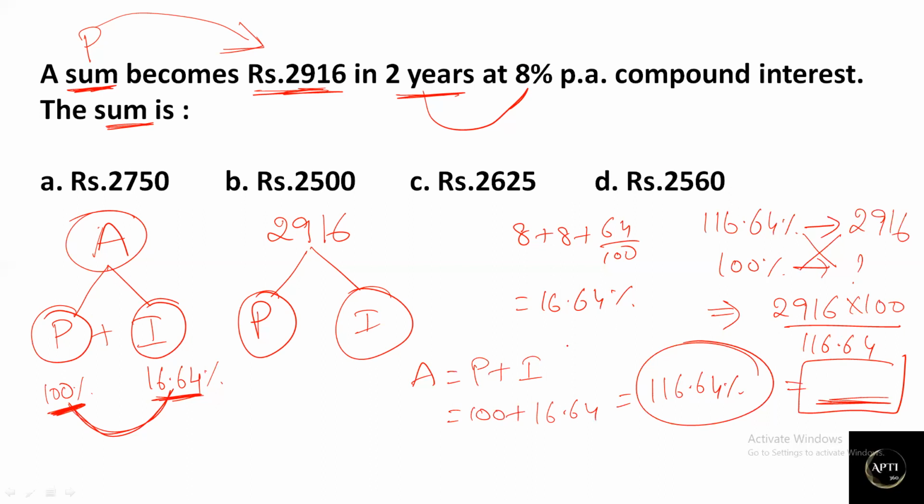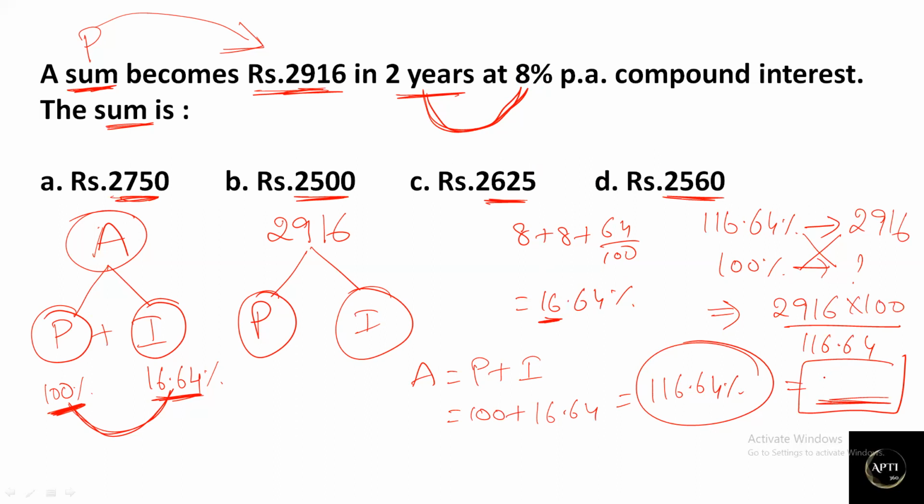If you don't want to calculate these, you just observe the options. Here 2,750, here 2,500, 2,600, 2,560. No options are very close, but we know that compound interest is slightly greater than simple interest. Even if you calculate, how will simple interest be calculated? N into R. R is nothing but 8, N is nothing but 2. 16%. If 100% is 2,916, what is 16%? You can take approximate value as well.